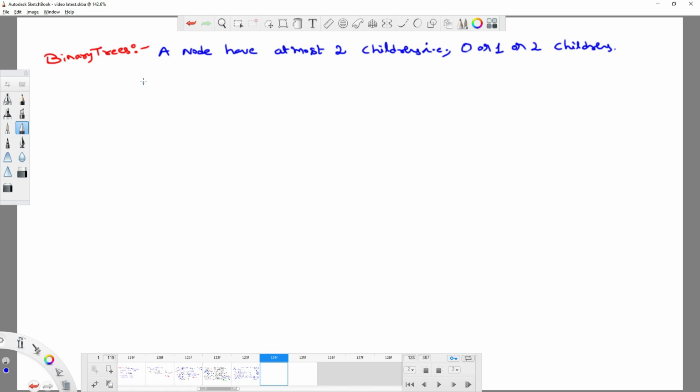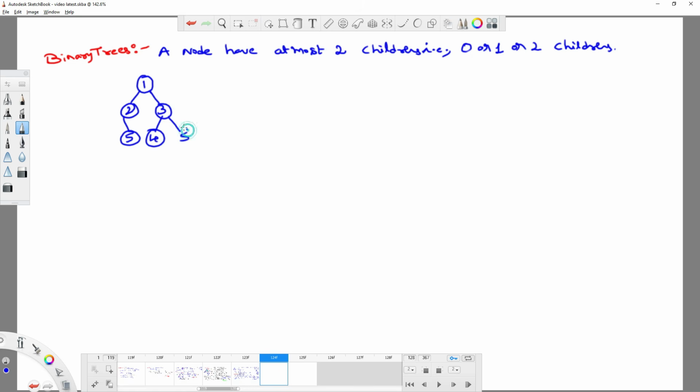For example, if I take a node 1, which can have 1 child, as number 2, can I write something like this? Now is it a binary tree? Yes or no? Yes. This is what we call a binary tree.